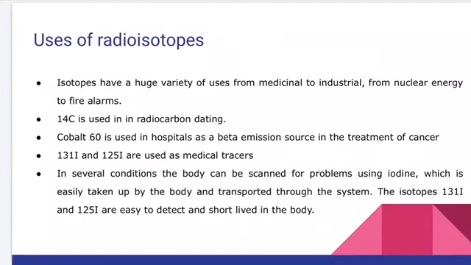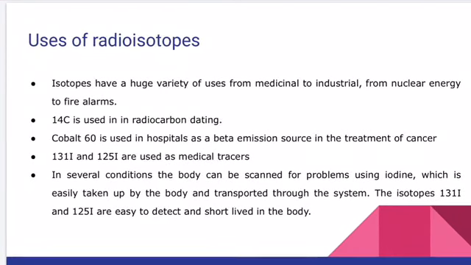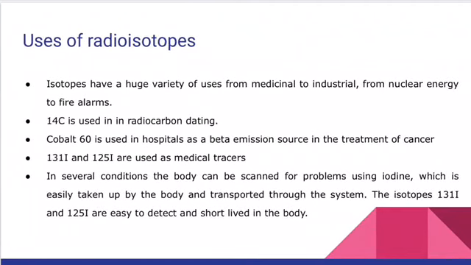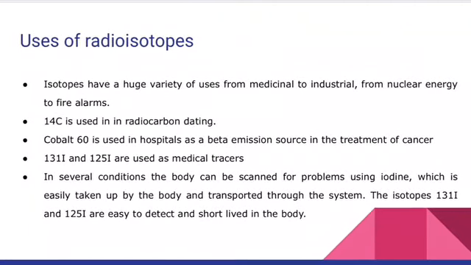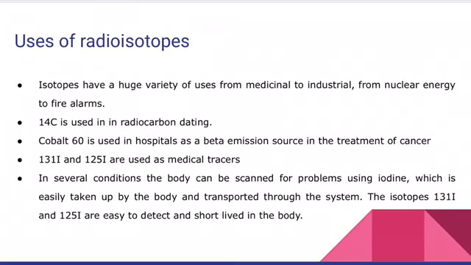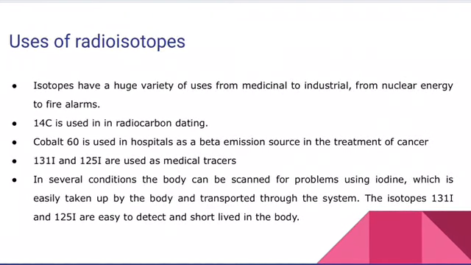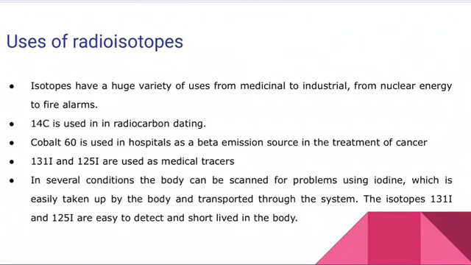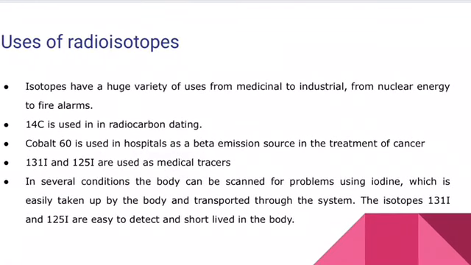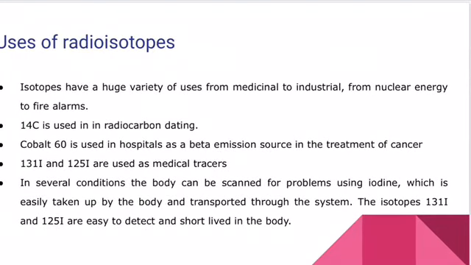Isotopes have a huge variety of uses from medical to industrial, from nuclear energy to fire alarms. Carbon-14 is used in radiocarbon dating. Cobalt-60 is used in hospitals as a gamma emission source in the treatment of cancer, and iodine-131 and iodine-125 are used as medical tracers. In several conditions, the body can be scanned for problems using iodine, which is easily taken up by the body and transported through the system. Iodine-131 and iodine-125 are easy to detect and short-lived in the body.